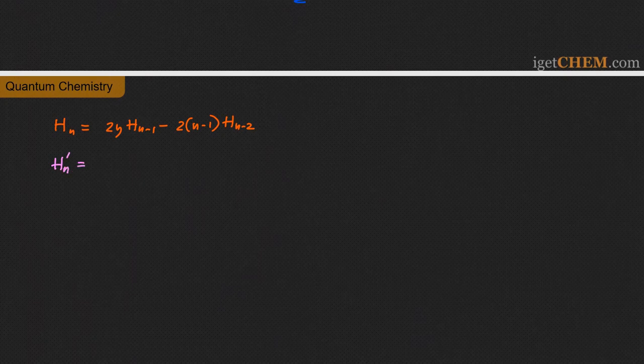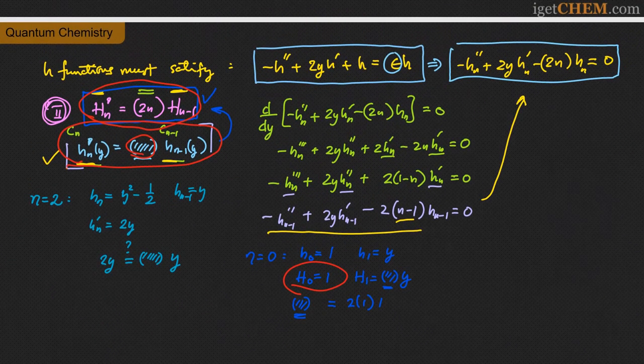h_n prime is equal to 2n times h_{n-1}. And the second equation that I know is right is this equation. Notice that this equation for the h function is true for both these small h functions as well as the big H functions too. The reason is because the small h and the big H functions are different from each other only by a proportionality constant. And this equation is insensitive to what the proportionality constant is, right?